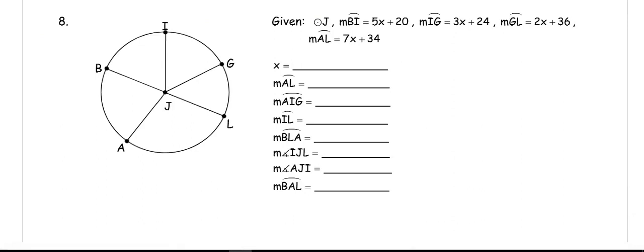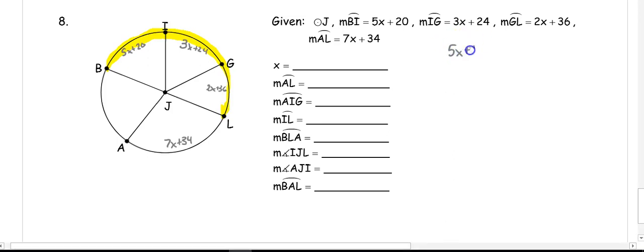Number 8, we know that BI is 5x plus 20. We know that IG is 3x plus 24. GL is 2x plus 36. And AL is 7x plus 34. This circle, they didn't give us any numbered measurement of one of the arcs, but we know that BL is a diameter which creates a semicircle, so we can use the three arcs to solve for x.